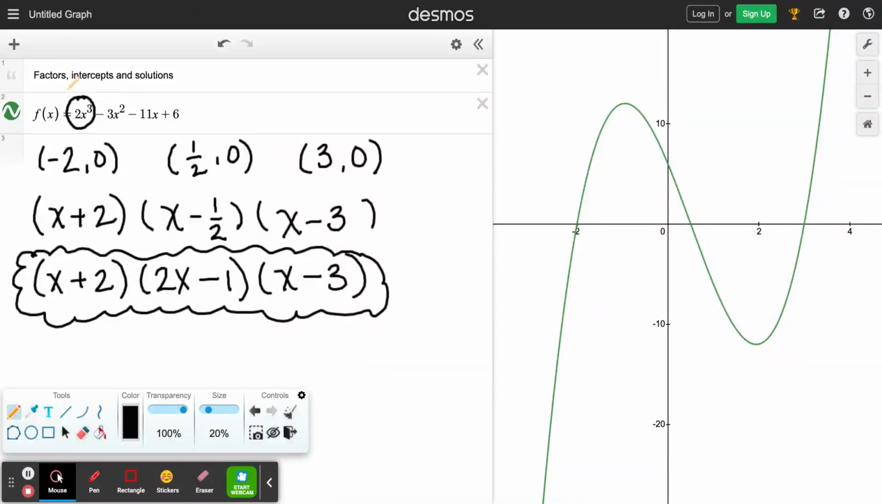So therefore, once again, the factors we did right here, those are connected to the x-intercepts. So we got each of those factors by saying what would I plug in to make those x-intercepts. And then, of course, if you were asked for solutions to when the function is equal to 0, you would have the same 3 numbers here as you have for the x-intercepts.